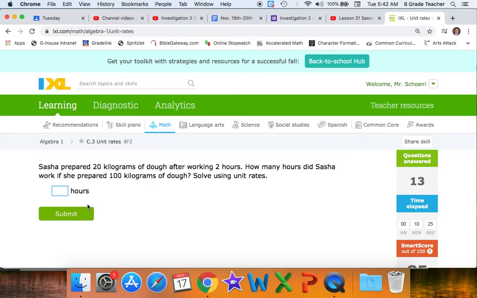Sasha prepared 20 kilograms of dough after working 2 hours. How many hours did Sasha work if she prepared 100 kilograms of dough? So you've got 20 kilograms in 2 hours. Make that a unit rate by dividing 20 by 2. 10 kilograms per hour. How many hours did Sasha work if she prepared 100 kilograms? Well, then you take 100 and divide by 10, and that's going to give you 10 hours.